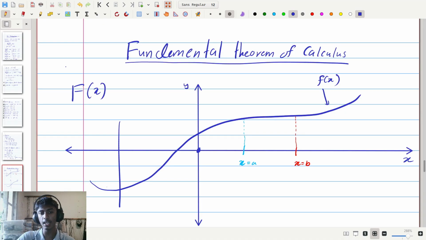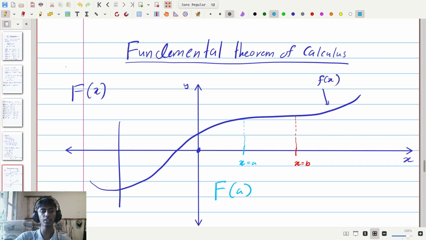What I mean by signed area is that area under the x-axis like this would be considered as negative area, and area above the axis like this would be considered as positive area. Let's suppose capital F of x gives us such an area. I marked out 2 points, the point at x equals a and the point at x equals b. Let's consider what capital F of a would be.